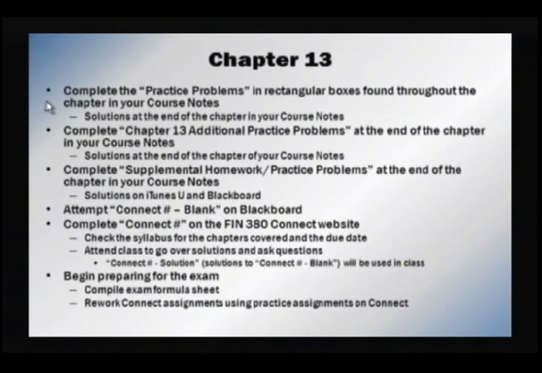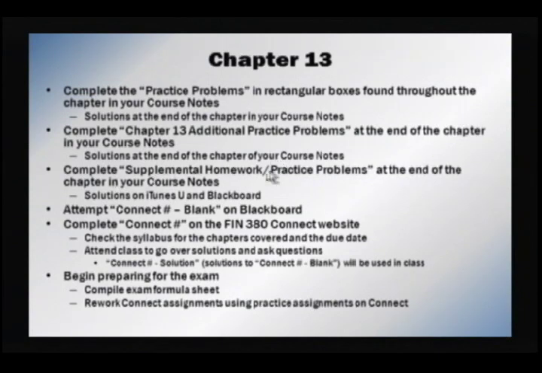Now that you've completed the Chapter 13 lecture, you should work the practice problems in the rectangular boxes found throughout the chapter in your course notes. The solutions are found at the end of the chapter in the course notes. Complete the Chapter 13 additional practice problems at the end of the chapter, and the answers are found at the end of the chapter in the course notes.